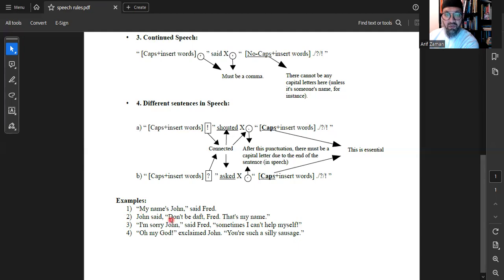Even though on number 2, the word don't seems like it's in the middle of the sentence, and you're wondering, why am I putting a capital D there? Because it's in the middle. No, you have to put a capital letter at the beginning of the sentence.